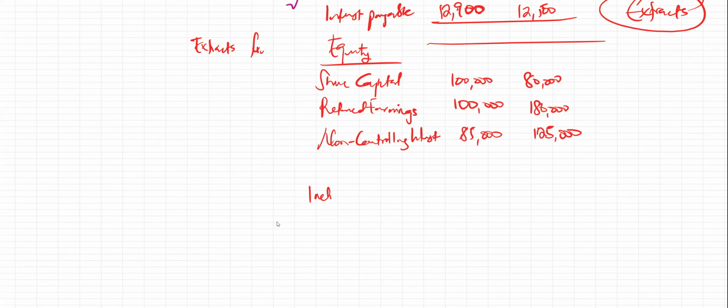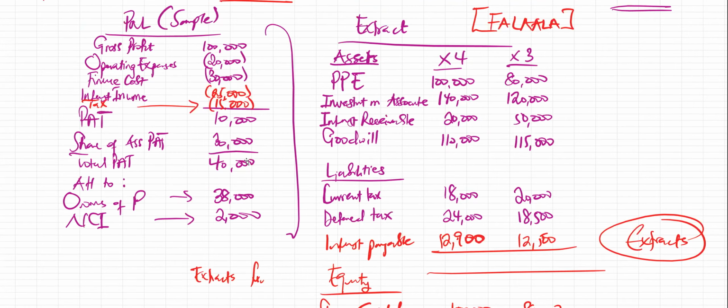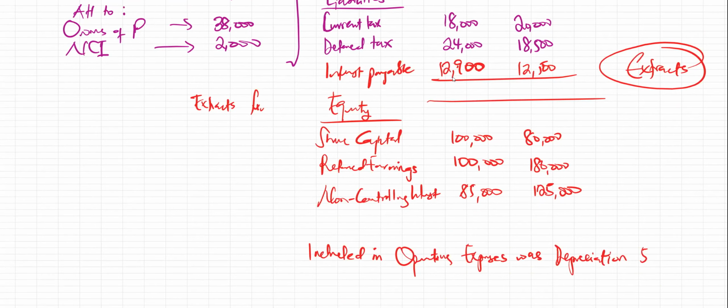So I want you to add some small notes to the question we wrote. Down here, included in operating expenses was depreciation of, how much was operating expenses? 20,000, so was depreciation of 5,000, and loss on disposal of PPE of 8,000. So this is what I want you to add. This is the footnote.